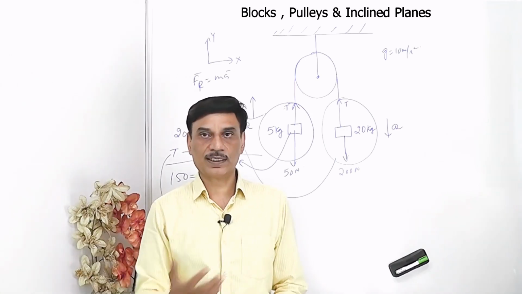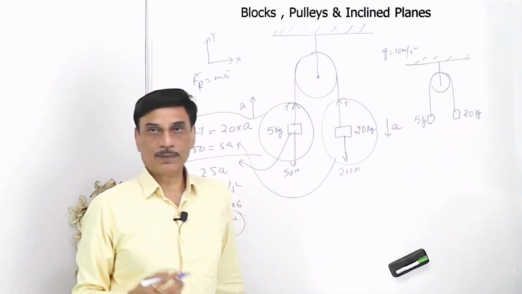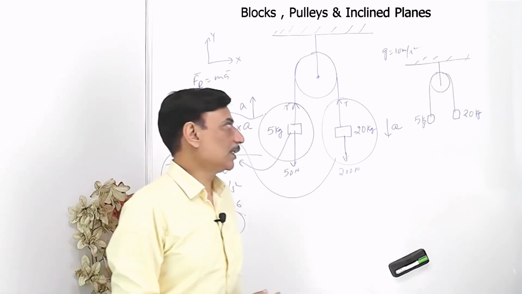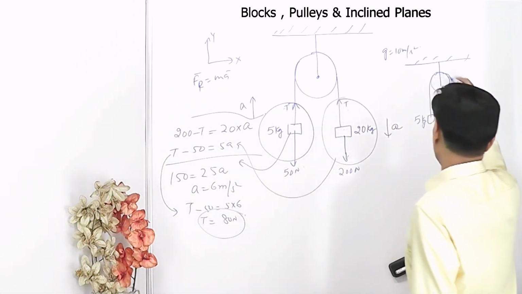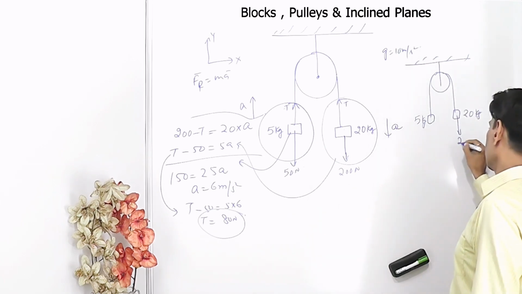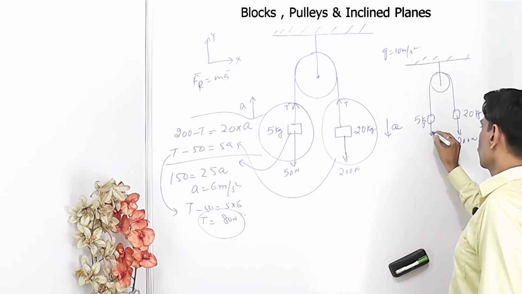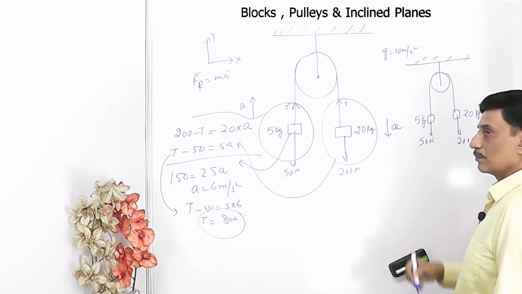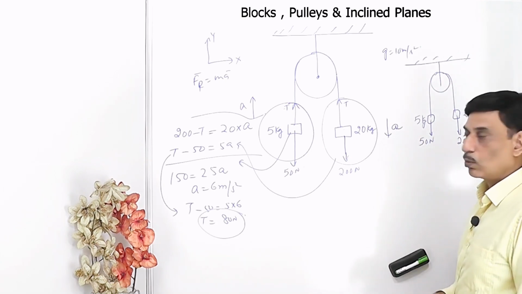Is there any shorter way to get the same answer? We can get the same answer quickly if we take these two bodies as one free body. Over here the force is mg, 200 Newton, and this one is 50 Newton. All the forces along the y-axis.